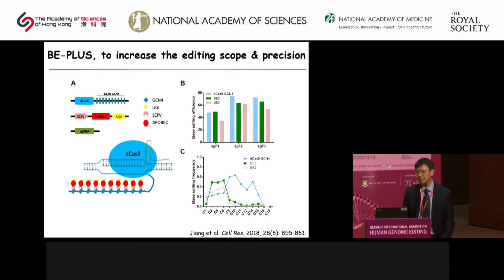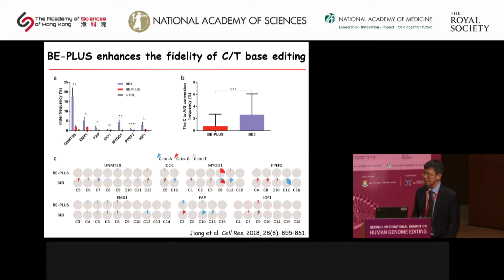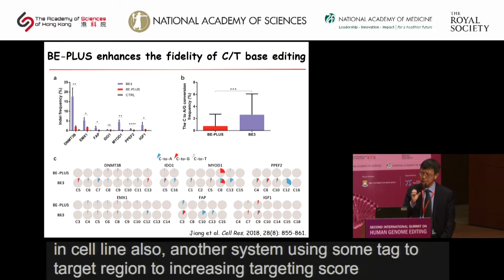We also developed the BE+ system, which takes advantage of a tag to recruit multiple copies of the deaminase to the target region to increase the editing scope. And it also enhanced the fidelity of CT-based editing, shown here with dramatically decreased indels and unwanted C to A or G conversion.